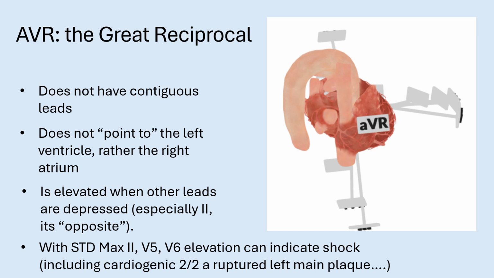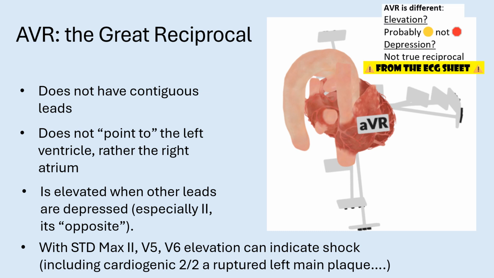With ST depression maximal in V5 and V6, elevation in aVR can indicate shock, including cardiogenic shock secondary to a ruptured left main plaque. So it is very important to identify patients that are having demand ischemia, and they can be very sick. But aVR elevation is not necessarily a marker of complete occlusion like contiguous elevation in other territories.